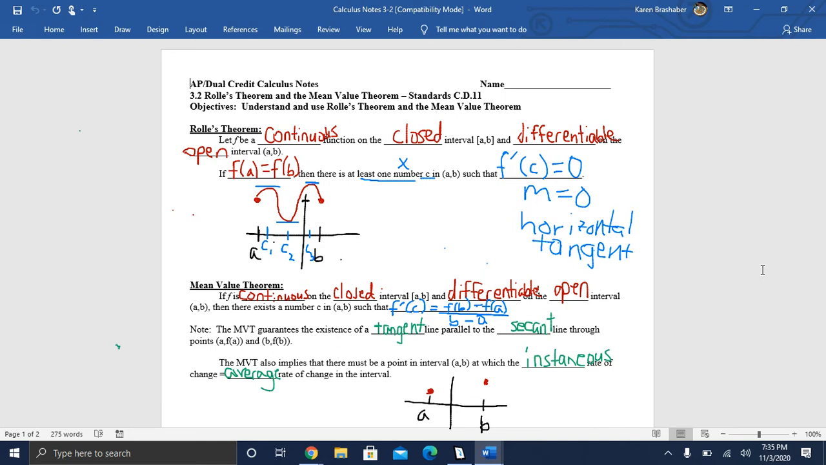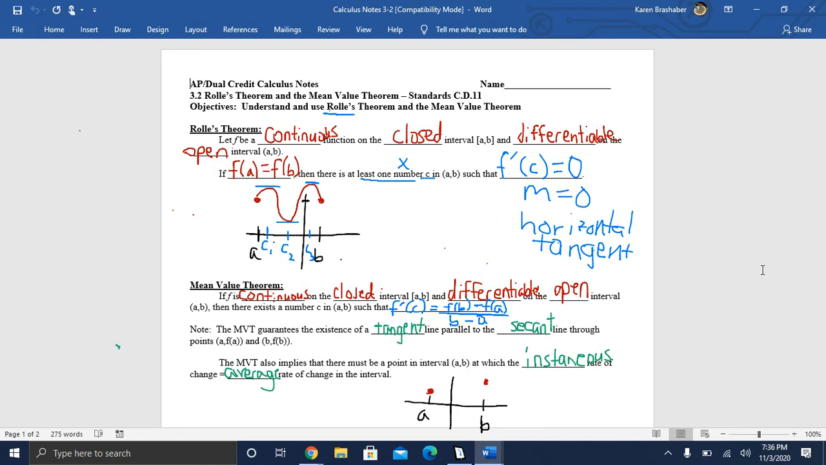And so I'll label that as C3. So it said that I would have at least one place where my derivative was equal to 0. And in that particular graph, I actually had 3 places. So Rolle's theorem. One way that you might remember how Rolle's theorem works is Rolle's has an O in it, and the derivative is equal to 0. So maybe that'll help you remember Rolle's and 0.